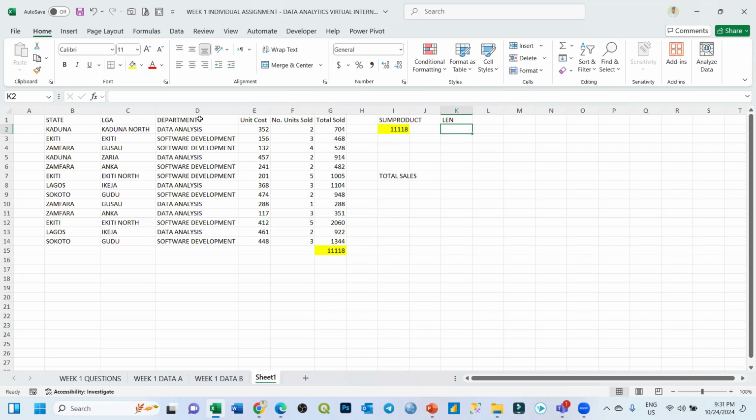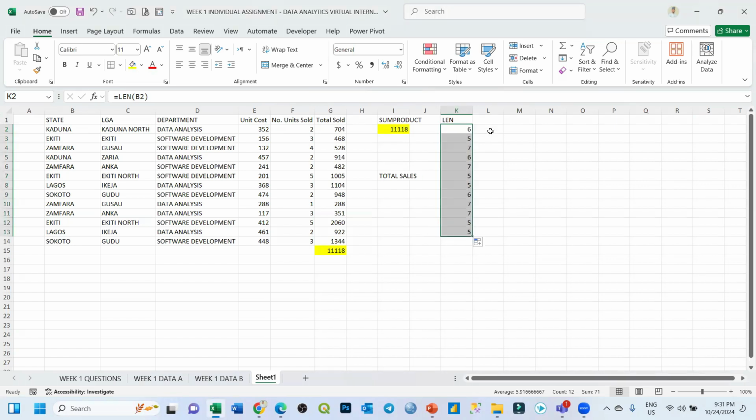For example, I want to know how many characters are in this cell for Kaduna State. Let me say equals LEN, open bracket, then I click on this particular cell, then I close it. Then I press enter. It gives me 6. There are 6 characters in Kaduna: 1, 2, 3, 4, 5, 6. Whatever you write, it will count it for you. Now, if I want to know across this whole set, I will just highlight it and it will give me that.